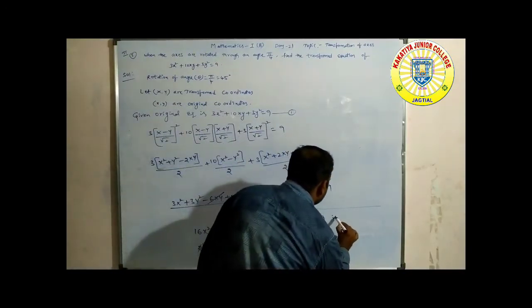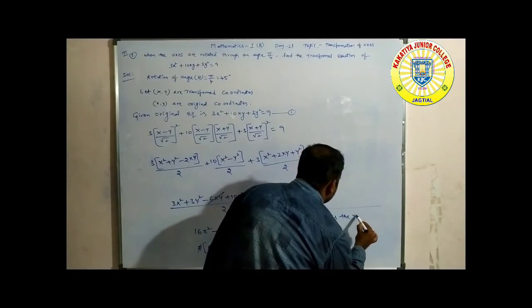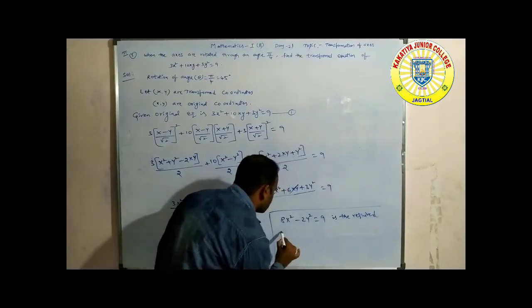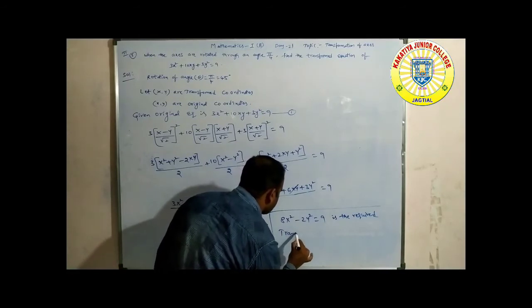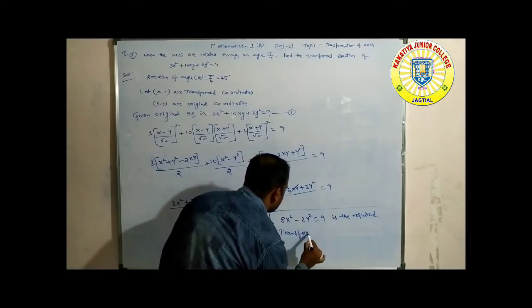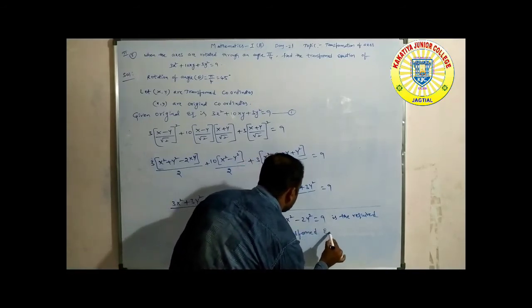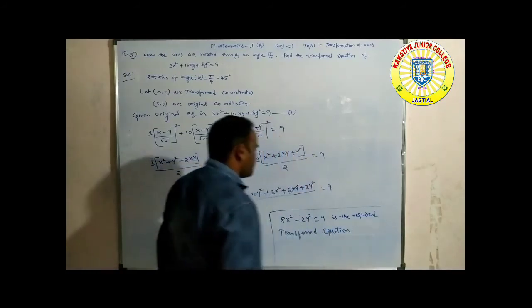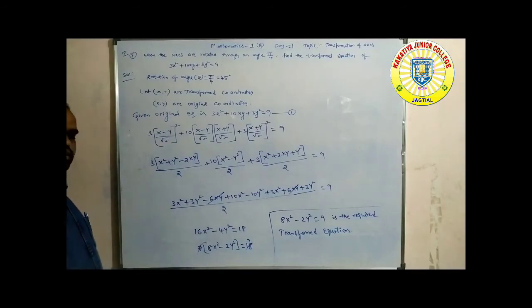8x² minus 2y² is equal to 9 is the required transformed equation. Okay now, all of you read this one.